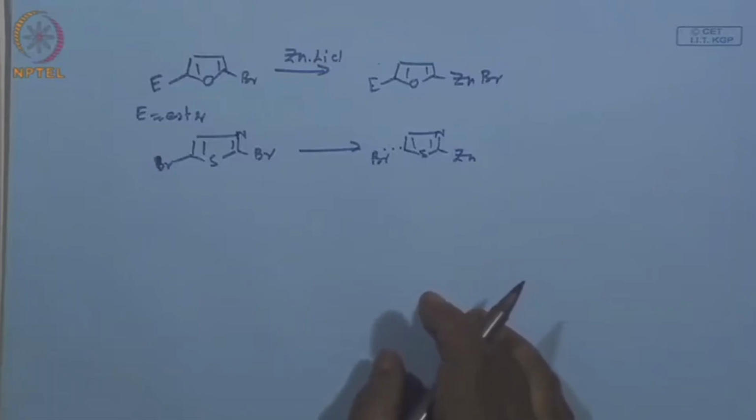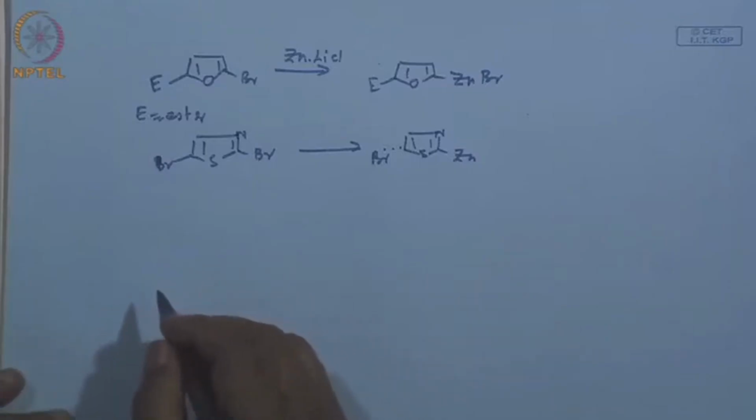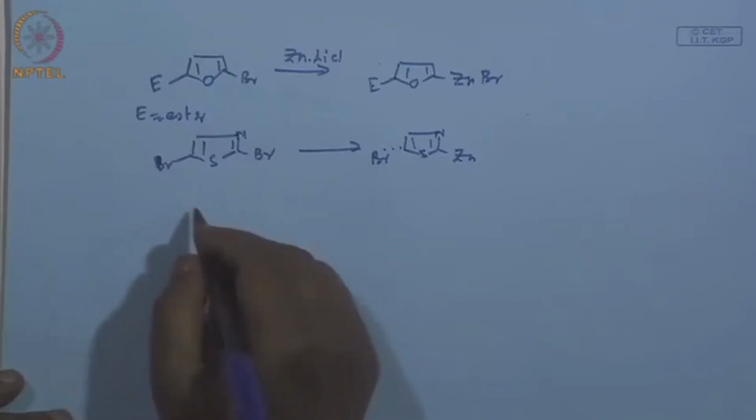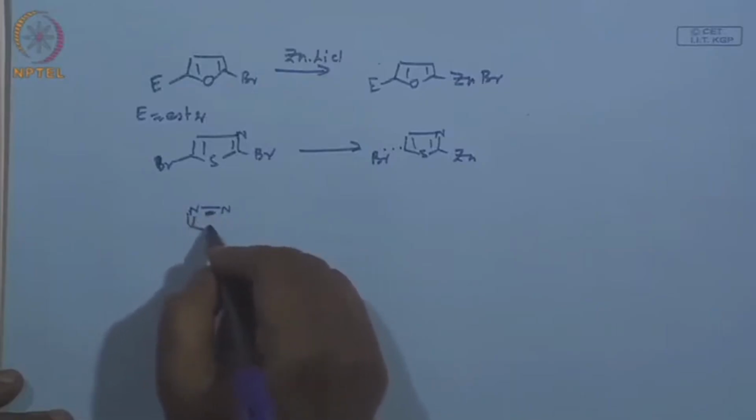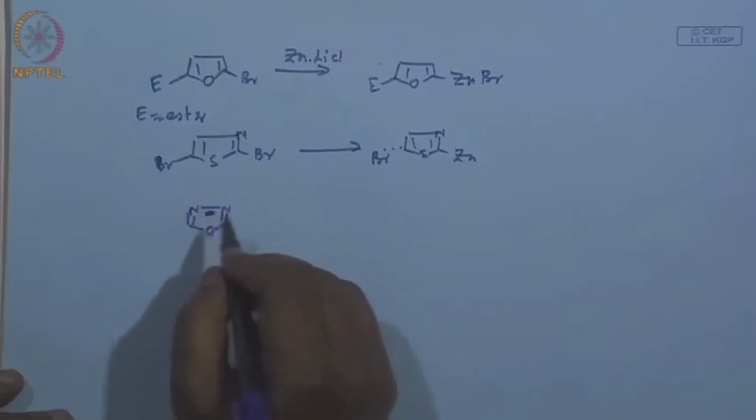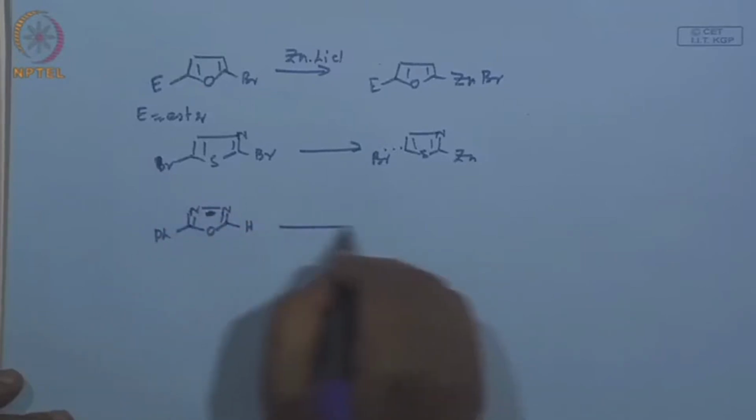And then also there are reactions by which one can do the zincation by direct deprotonation. For example, in this case is a 5-member ring, sorry, a pyrazole derivative, an oxapyrazole derivative, and pyridine here, hydrogen here.